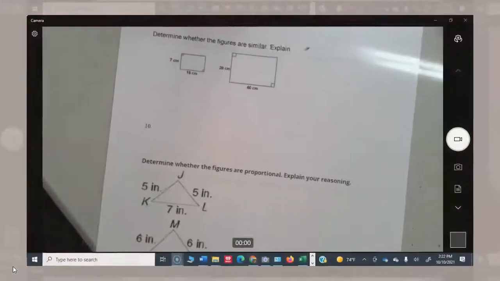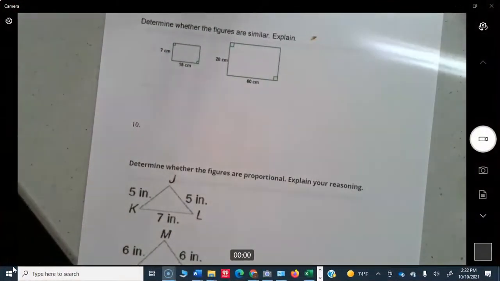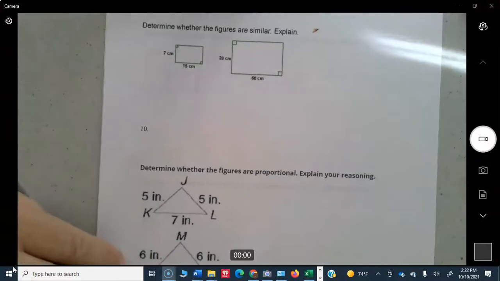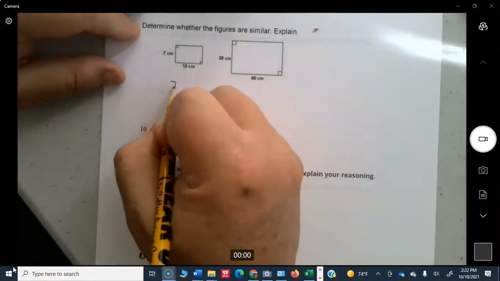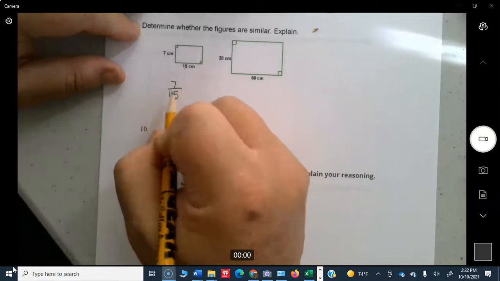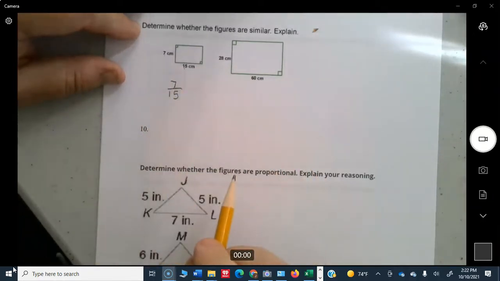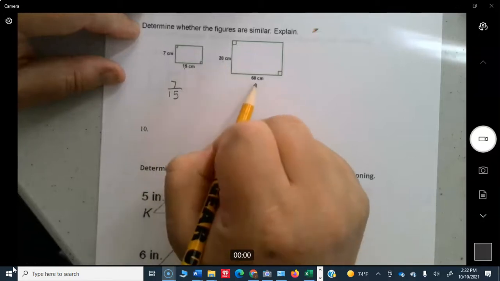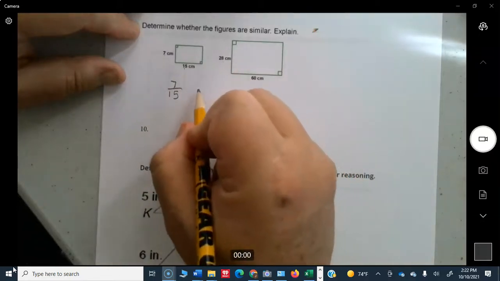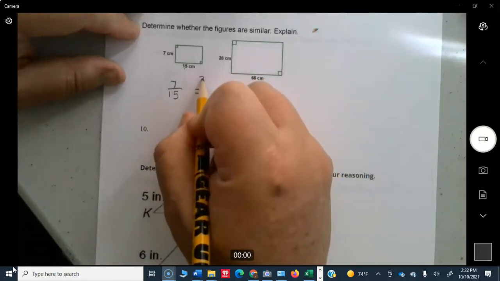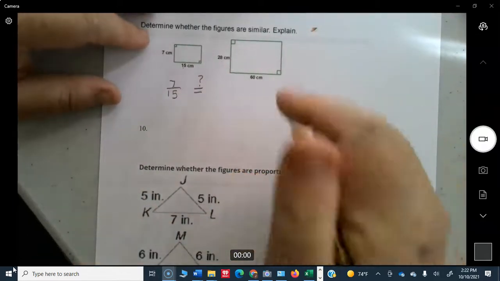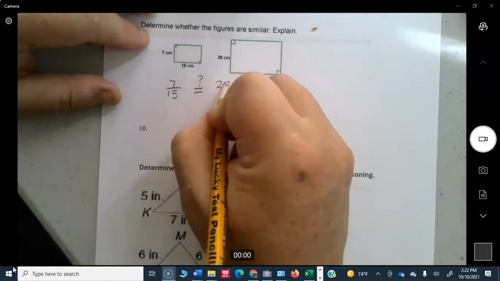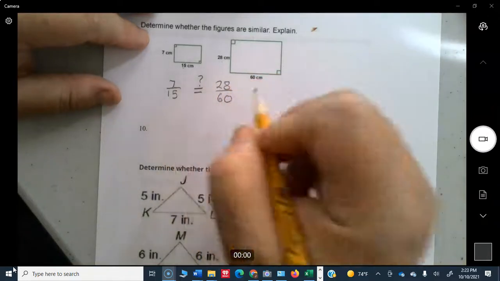So now it says determine if the figures are similar. There's a couple ways you can do this. You can reduce a fraction. So this fraction, 7 over 15, is reduced. You can't reduce that any further. So let's see if we reduce this as a fraction, 28 over 60. I'm going to put a question mark above the equal sign. That means, is it equal? I'm asking, is it equal? Is 28 over 60 equal to it? So let's reduce that fraction.